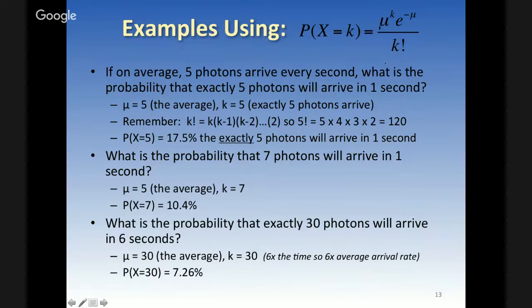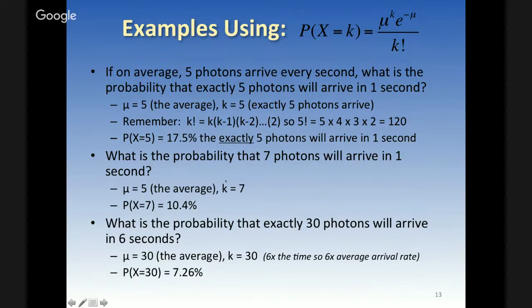If the mean is 5, this is 5 raised to the 5th power. And then you can just calculate e to the minus 5th. And you just do this on your calculator and calculate 17.5% for exactly 5 photons arriving in 1 second. What's the probability that 7 photons will arrive? Well, you can do exactly the same thing. Just plug in your numbers for k equals 7, you'll get 10.4%. That's how you use this thing.